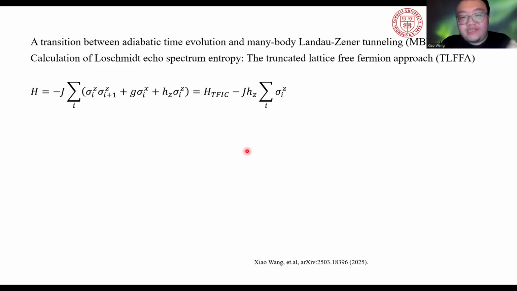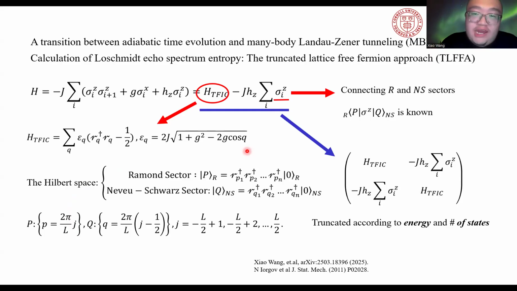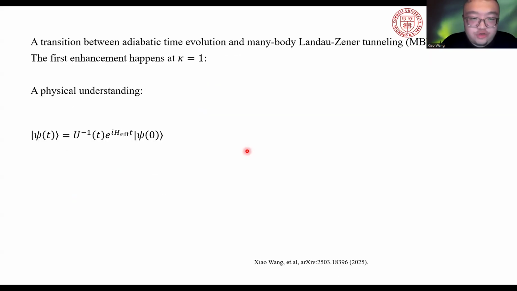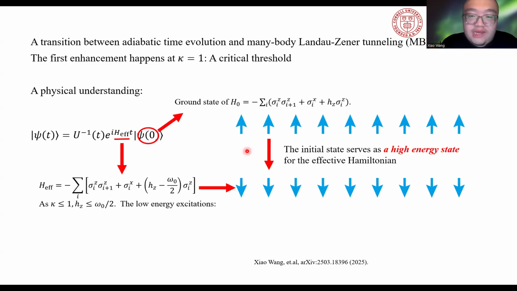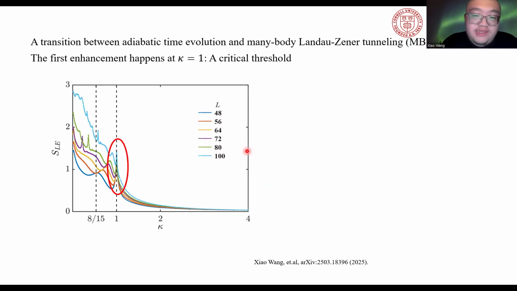Then we can apply this idea to our model. Here I skip the technical details for calculating this Loschmidt echo spectral entropy, but I can show you some final results. When kappa is much greater than zero, which corresponds to the longitudinal field being much larger than omega 0 over 2, you will find that the Loschmidt echo spectral entropy is very small, towards 0. And this also satisfies our predictions at the very beginning.